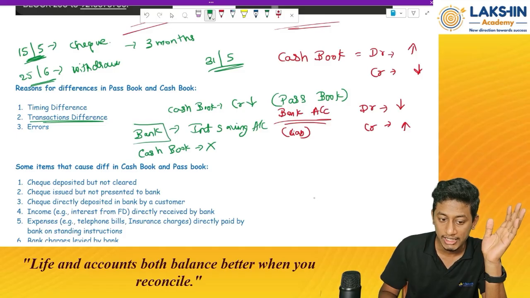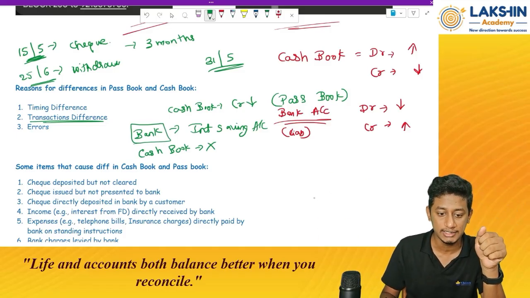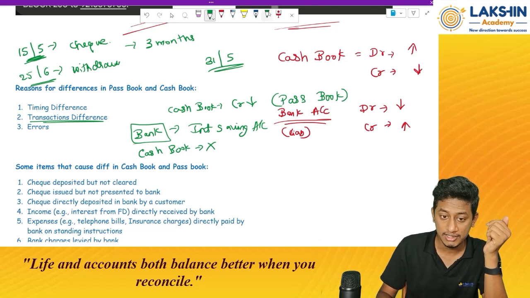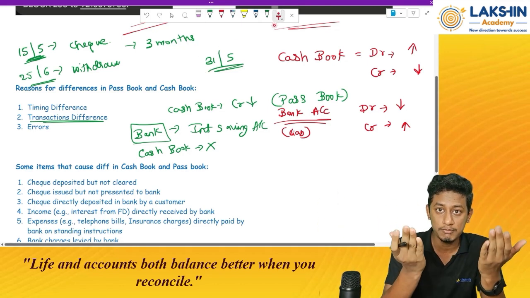But in the bank account, the entry will be done. The bank account balance will increase because I am receiving an interest from the bank. Yes, it will increase. So now, again, if on 31st March I sit and match my passbook and my cash book, will these both match?